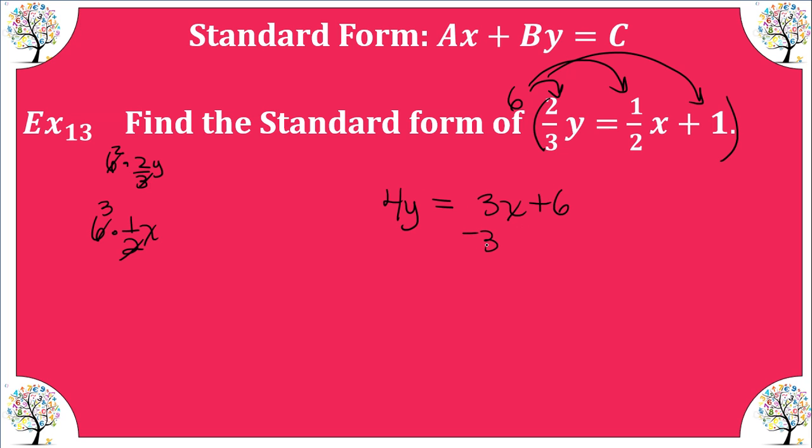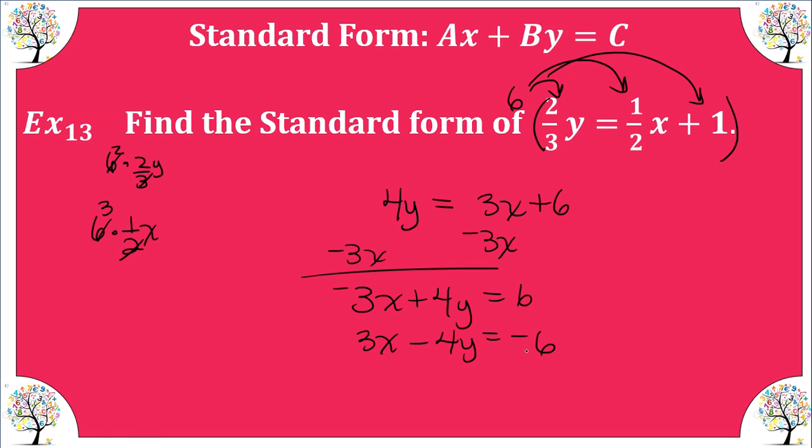So I'm just going to subtract 3x from both sides. And now we have standard form. We have integers for a and b. If I needed to negate to have a positive leading coefficient, I will get this equation.